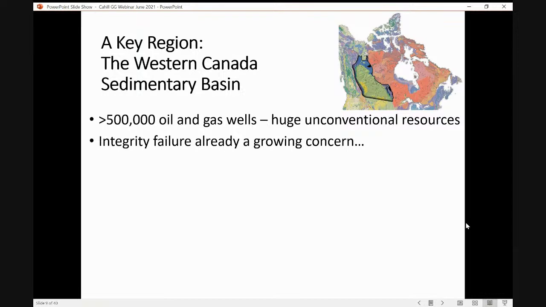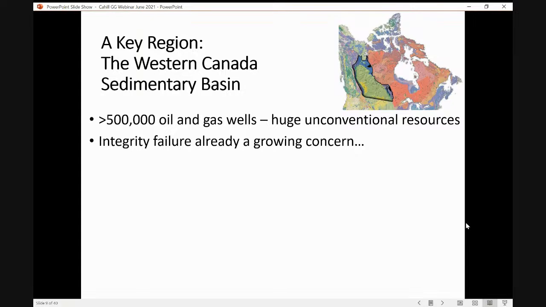And if you look at the statistics there, we can see there's been more than 500,000 oil and gas wells drilled across that basin. And in particular, in the last 20 years, this has been a region which has seen a huge increase in the amount of unconventional resources which have been developed. And in fact, you can imagine with so many wells being drilled, it just increases the chances that you could have issues with various wells and different failures of integrity. And integrity failure is an ongoing and growing concern in the area in general.